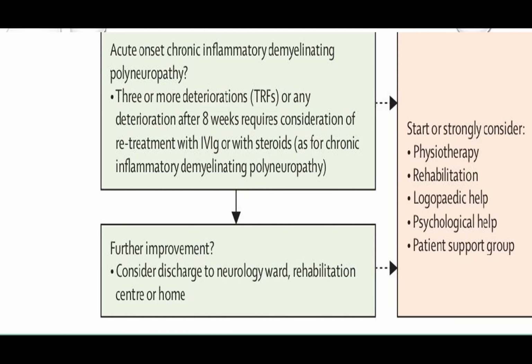Now the point here is steroids are indicated only if it is acute-onset chronic inflammatory demyelinating polyneuropathy. Otherwise, the patient may already have a chronic progressive demyelinating polyneuropathy, and on top of that, he developed this acute condition and there are treatment related failures.